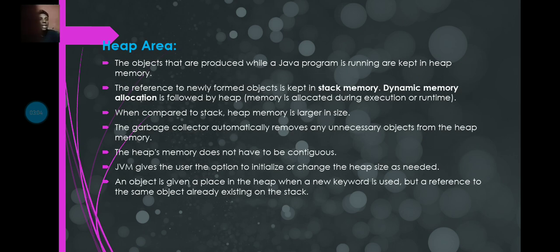Heap area. The objects that are produced while a Java program is running are kept in heap memory. The reference to a newly formed object is kept in stack memory. Dynamic memory allocation is followed by the heap, which is allocated during runtime execution. Compared to stack, heap memory is large in size. The garbage collector automatically removes unnecessary objects from the heap memory. The heap's memory does not have to be contiguous. JVM gives the user the option to initialize or change the heap size as needed.